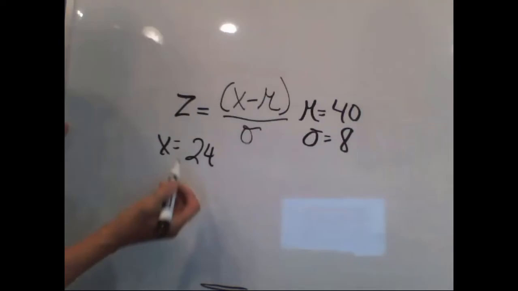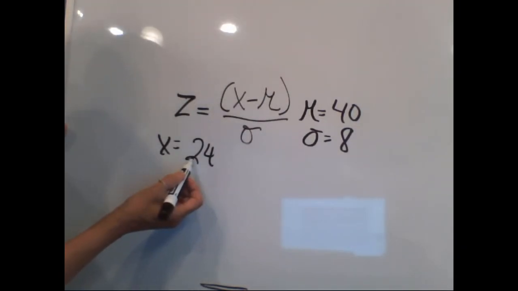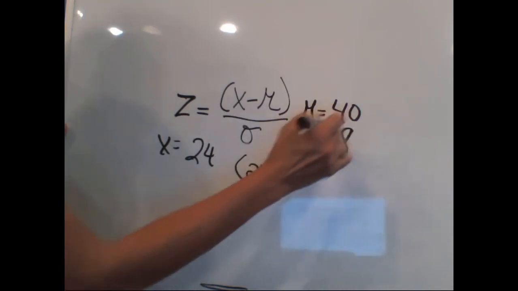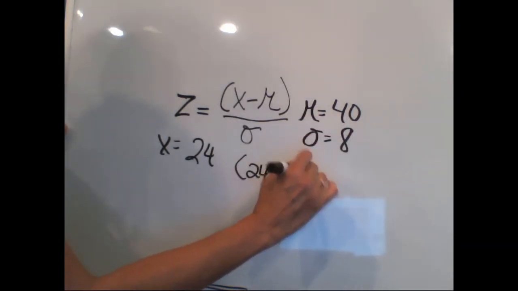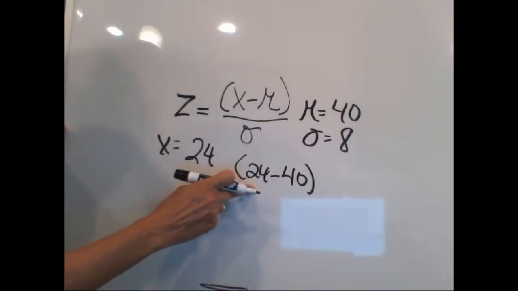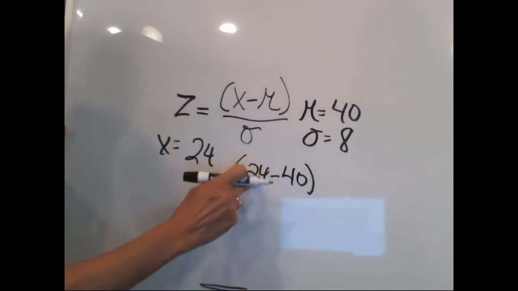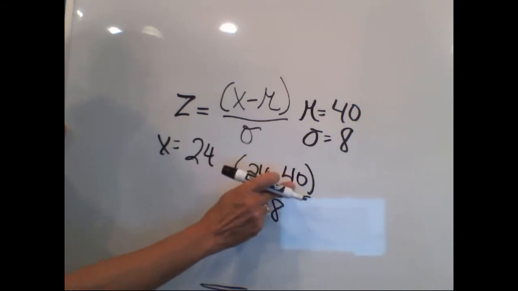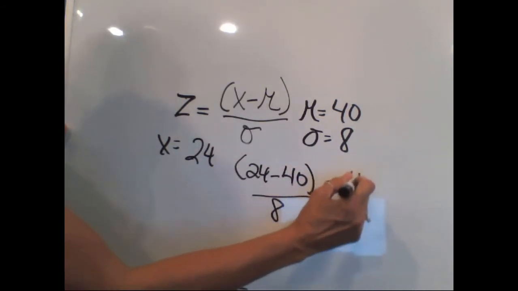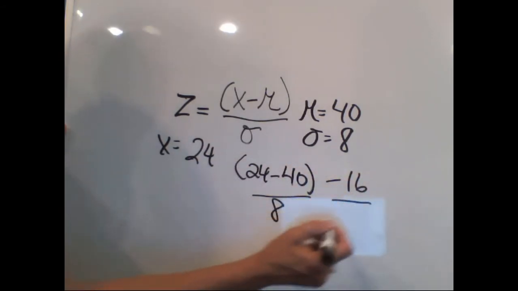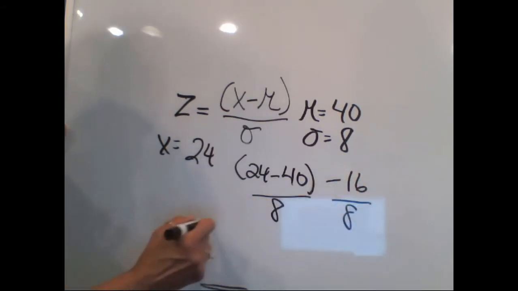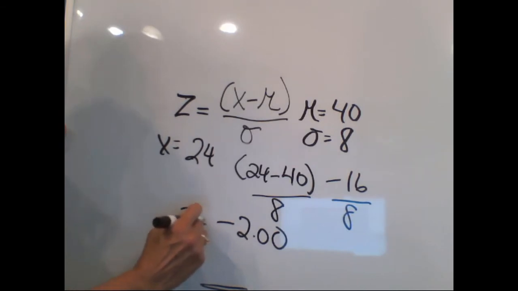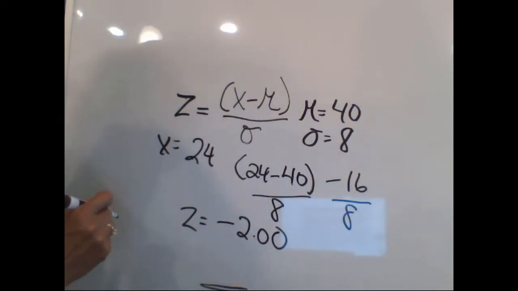One more. For this last one, my score is 24. So I'll plug that in first, 24 minus the mean of 40. Whoa, I'm way below the mean, aren't I? So I know I'm going to have a negative number. 24, well, let me put this here first. 24 minus 40 is negative 16. And 8 goes into negative 16 negative 2 times. So my z-score is equal in this case to negative 2.